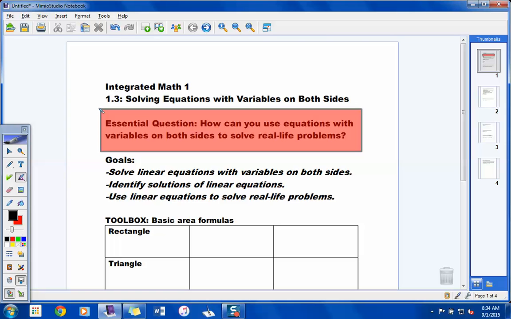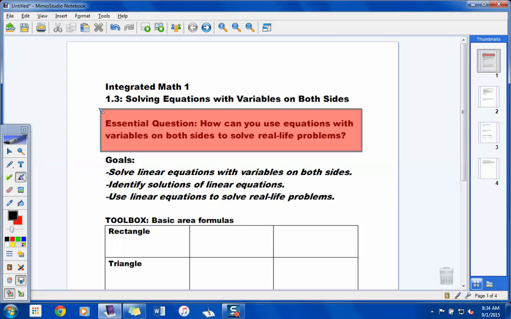Okay. Goals. How about a person volunteer to read that first goal for us in order to meet our essential question? Anybody want to read that first goal for us? Anybody? Go, Emily. How can you use equations with variables? That's all right. You're doing the essential question again. That's okay. What goals are we going to accomplish to meet or answer that?